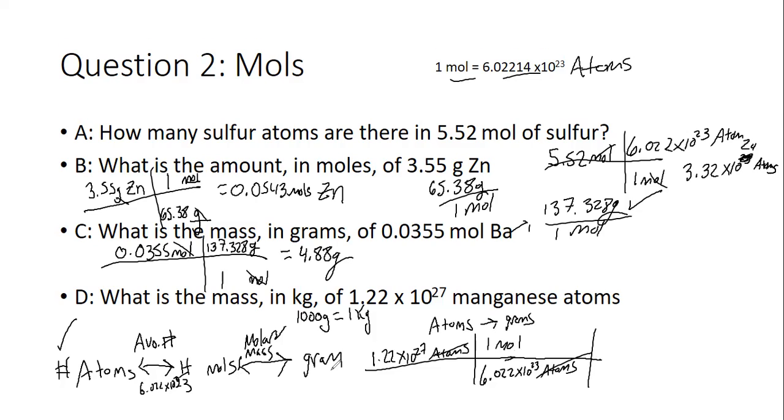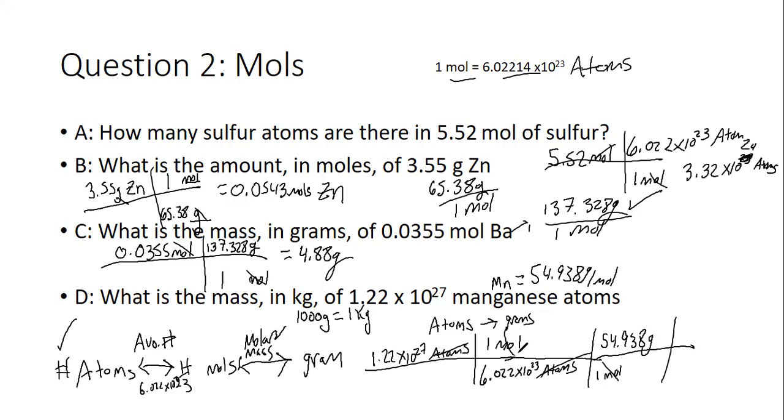Now in moles to go to grams, I need molar mass. So manganese, not magnesium, manganese is Mn. That is, oh, can I read my handwriting? 54.938 grams per mole. So 1 mole is 54.938 grams. Moles cancel out.